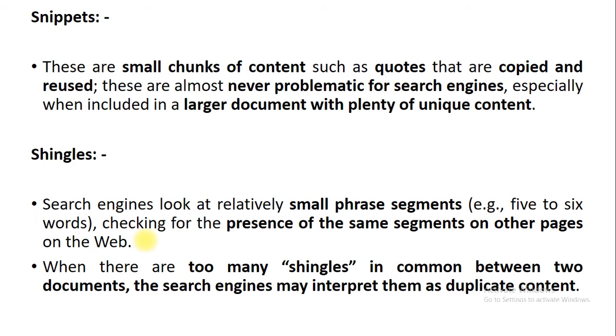So when you write snippets or put a small chunk of content, you can reuse a quote or copy certain kinds of quotes. These are almost never problematic for search engines. And see, when you want to put certain quotes, say for example, if your website is related to Mahatma Gandhi, you are going to put certain quotes said by Mahatma Gandhi. So that quote may be available on another website also. So that is referred to as snippets.